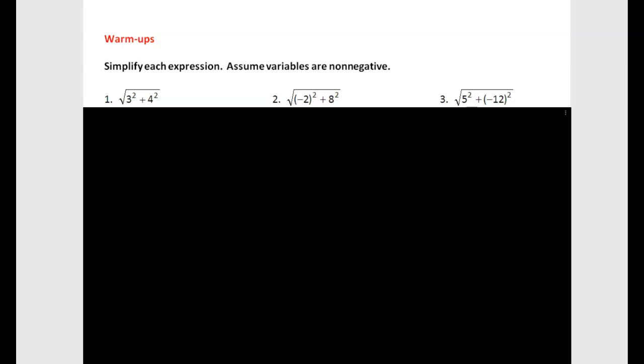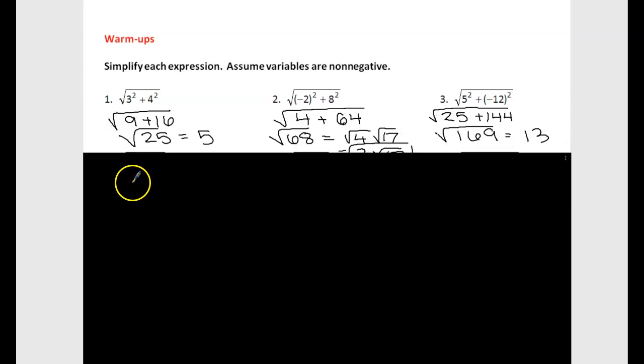So in number 1, 3 squared plus 4 squared. In order to do that order of operations, exponents have to happen before addition and then the outside. So 3 squared is 9, 4 squared is 16. 9 plus 16 gives 25, so you get 5.